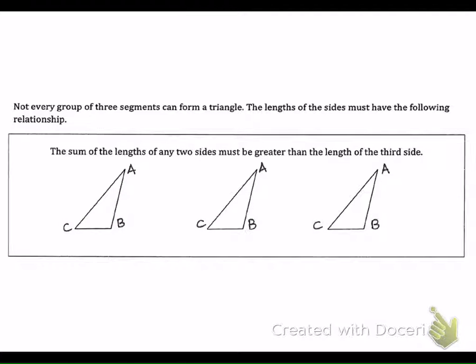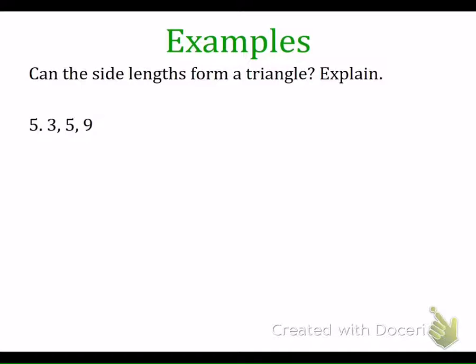Okay, next. Not every group of 3 segments can form a triangle. This is what we focused on yesterday, okay? The lengths of the side must have the following relationships. The sum of the length of any 2 sides must be greater than the length of the third side.